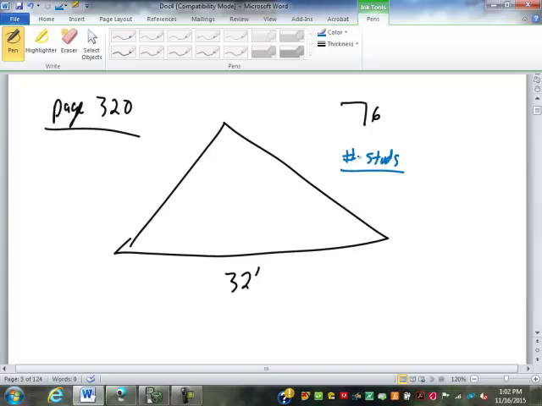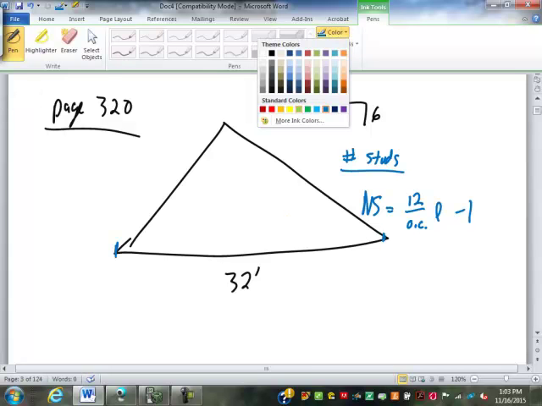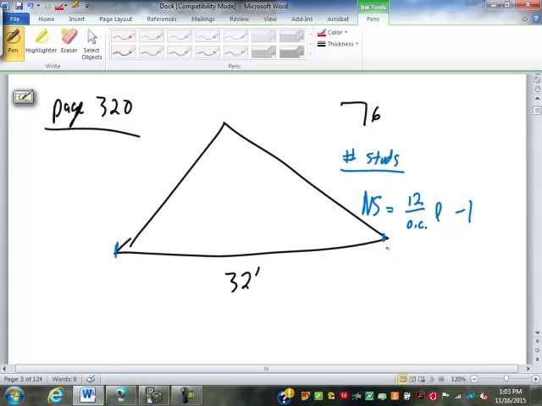So the number of studs required to go across here is going to be 12 over your on-center spacing times your length, minus 1. Why did I subtract 1? You don't need any at the ends because obviously the height at the end here is 0. You don't need a stud there. So this is 32 feet, and we're going to assume 16-inch on center. So this is 12 over 16 times 32 minus 1.